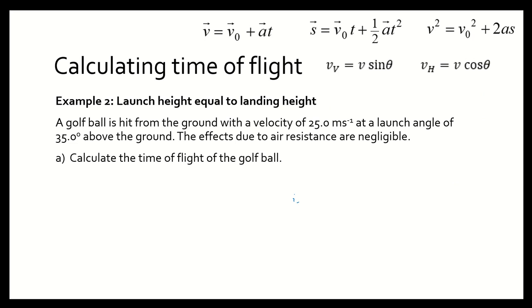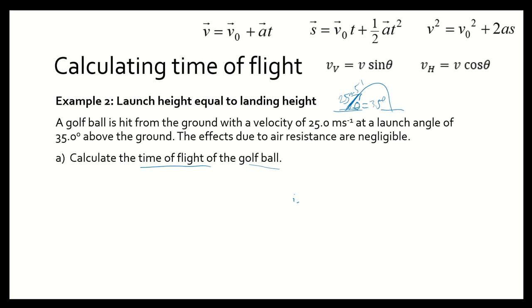Now, launch height equal to the landing height. So launch height, landing height. So a golf ball is hit from the ground with a velocity of 25 meters per second. So that's its initial velocity at an angle theta of 35 degrees above the ground. So that's our angle. The effects due to air resistance are negligible, so we're not going to consider air resistance. Calculate the time of flight of the golf ball.